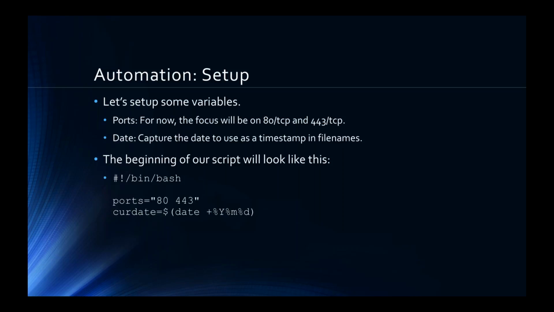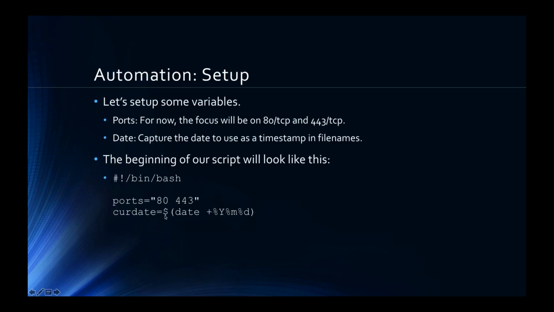And so jumping into it, we're going to start off our script by specifying where our Bash interpreter is, and then set up the ports variable, and we're going to assign it a string of 80 space 443. This will set us up so that we can iterate through these two values and use them later in a loop. And then also we're going to set the curdate variable for current date.